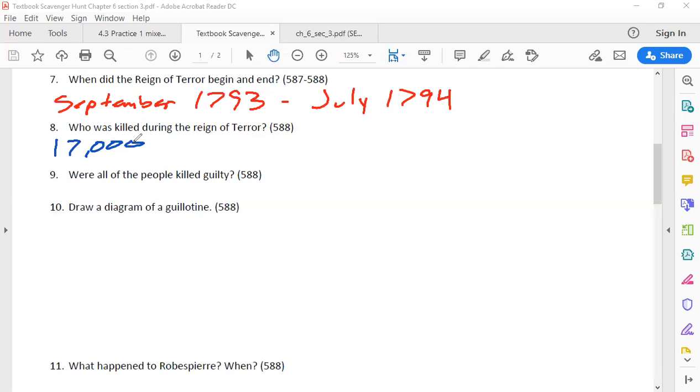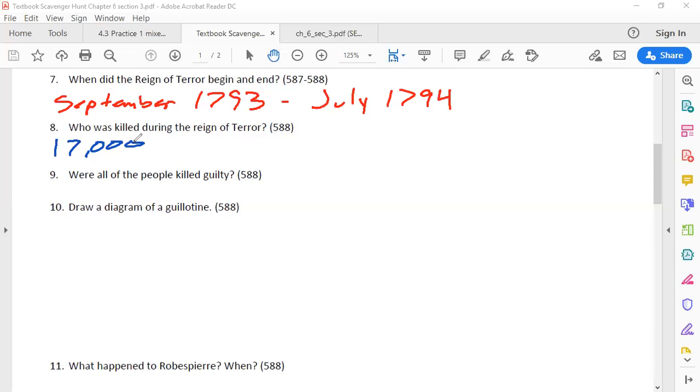Populations in cities at this time were nowhere near what they are now. Many of these people were victims of mistaken identity or were falsely accused by their neighbors. 17,000 were the ones killed, but many more were packed into hideous prisons where deaths from disease were quite common.